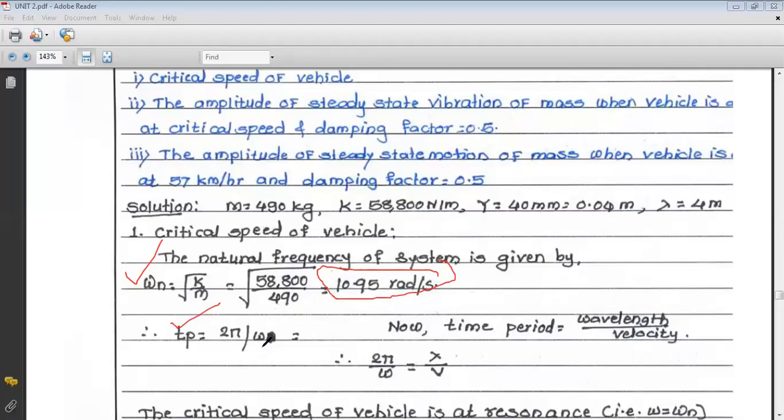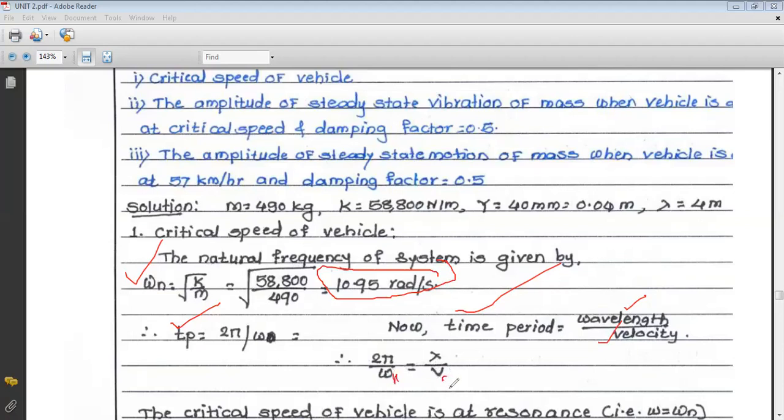Now we know that the time period is equal to 2 pi upon omega. Now there is another definition of time period. Time period is nothing but the wavelength upon velocity. So that becomes 2 pi upon omega equals lambda upon v. Now if we take this omega as omega n, then this v becomes Vc, that is critical speed.